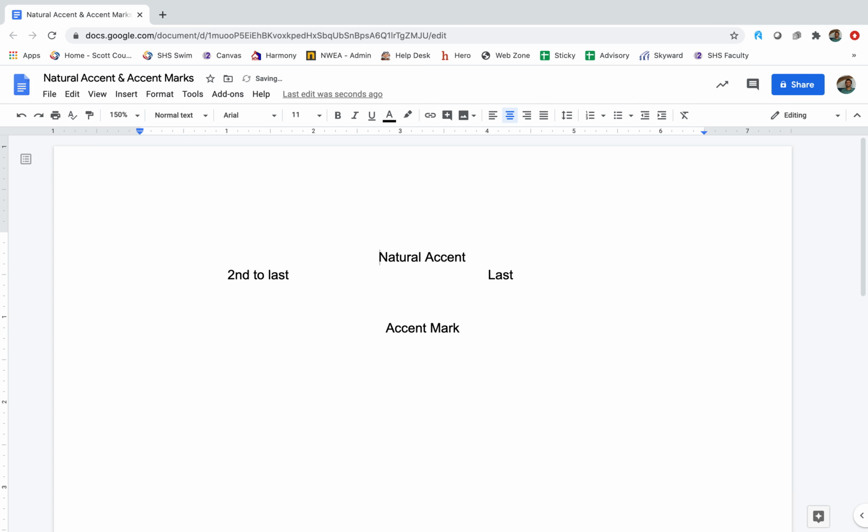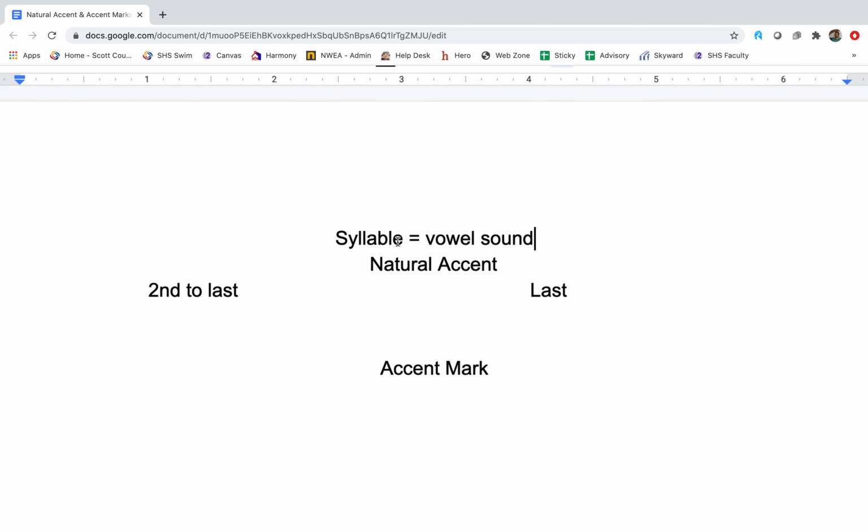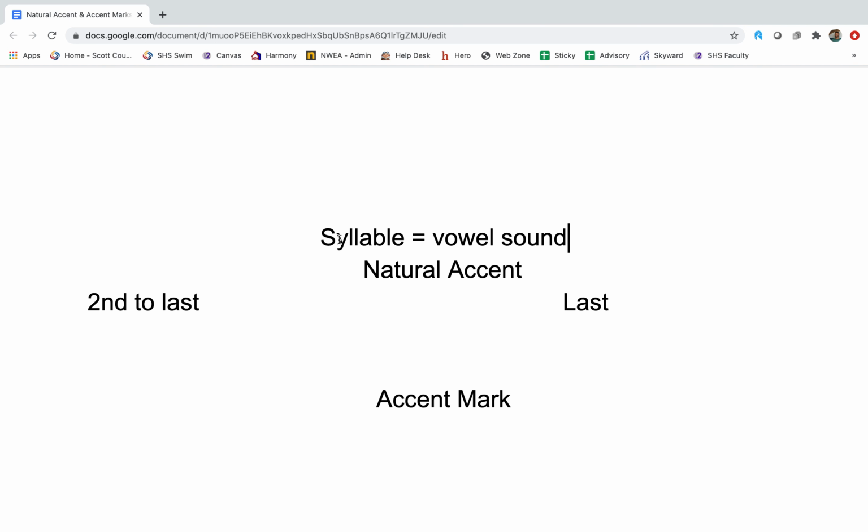A syllable is a vowel sound. Simply put, a syllable is a vowel sound. So the word syllable has three syllables because this vowel makes a sound, this vowel makes a sound, and this vowel makes a sound. Syllable.